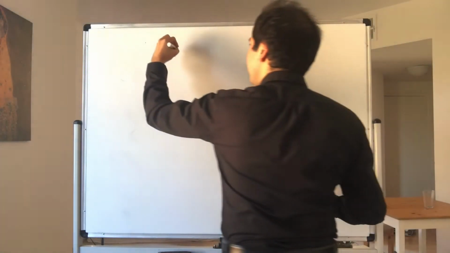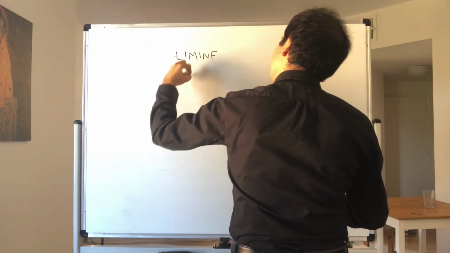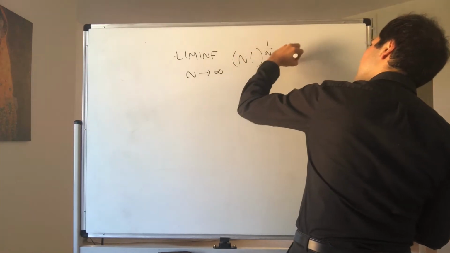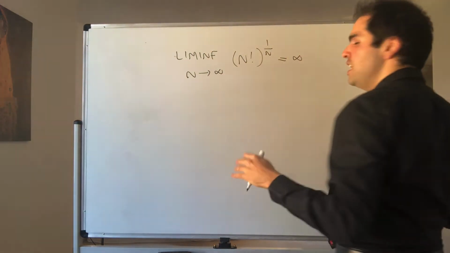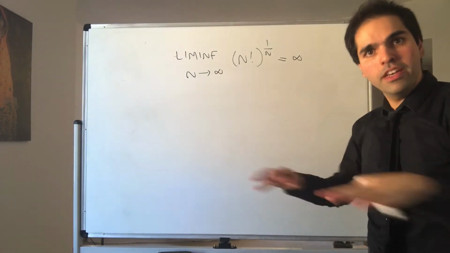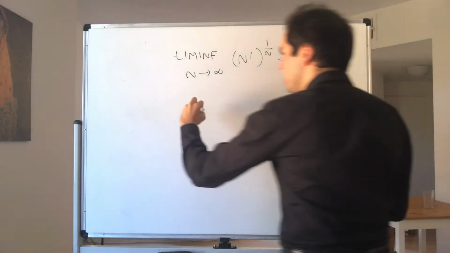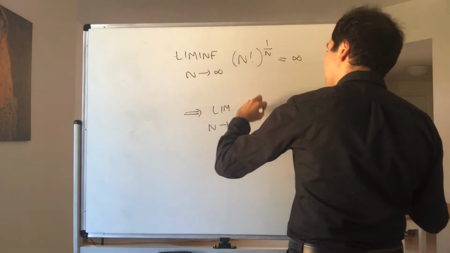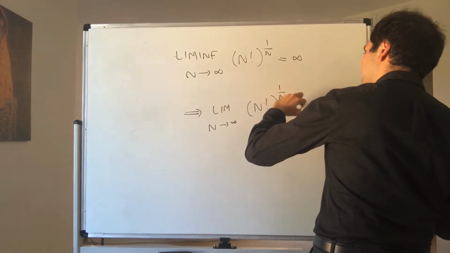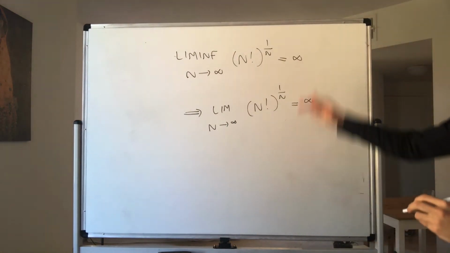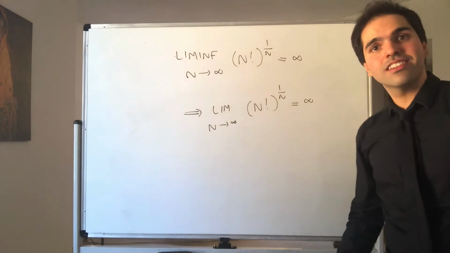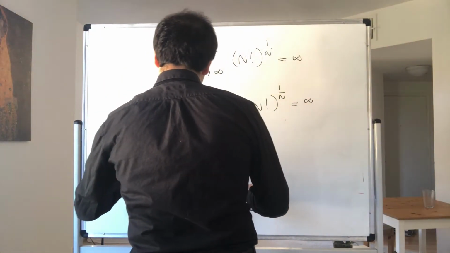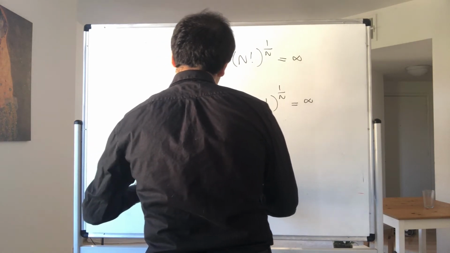And therefore, what do we get? We get that the lim inf as n goes to infinity of n factorial to the 1 over n is infinity. And because the lim inf is the worst possible limit of your sequence, we can actually conclude that the limit as n goes to infinity of n factorial to the 1 over n is infinity. In case you're not convinced, just stick around and I'll prove this, because what is the lim inf as n goes to infinity of this?